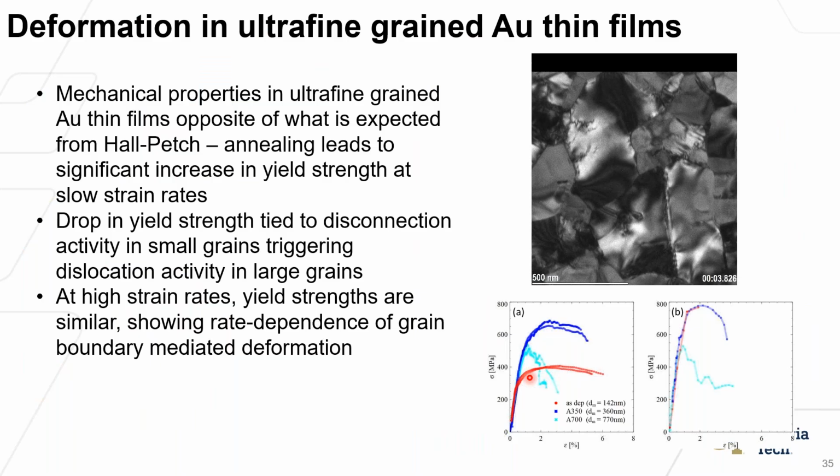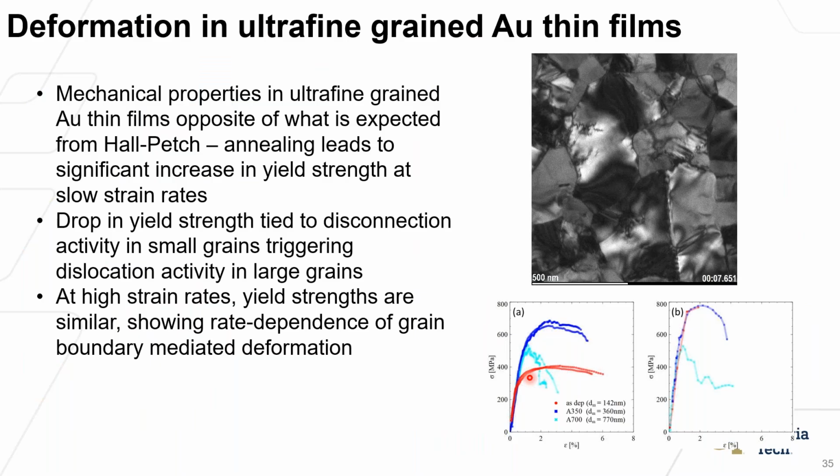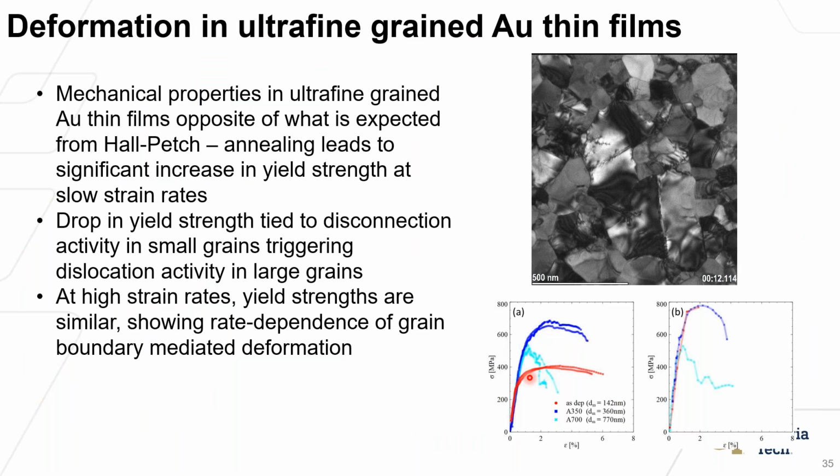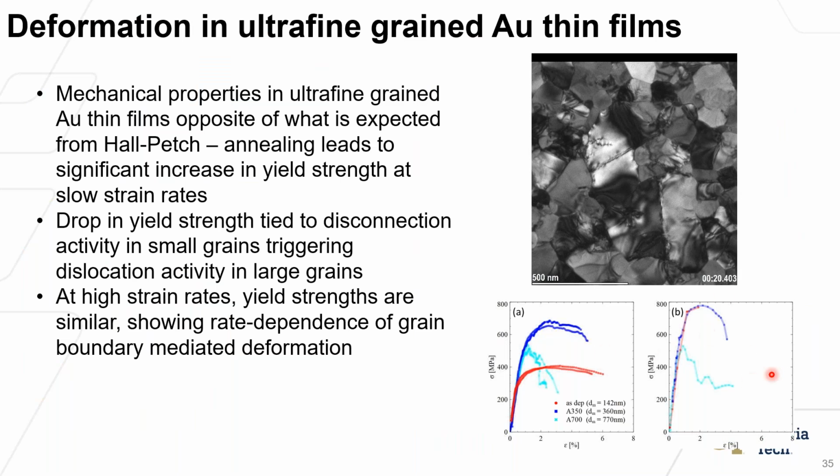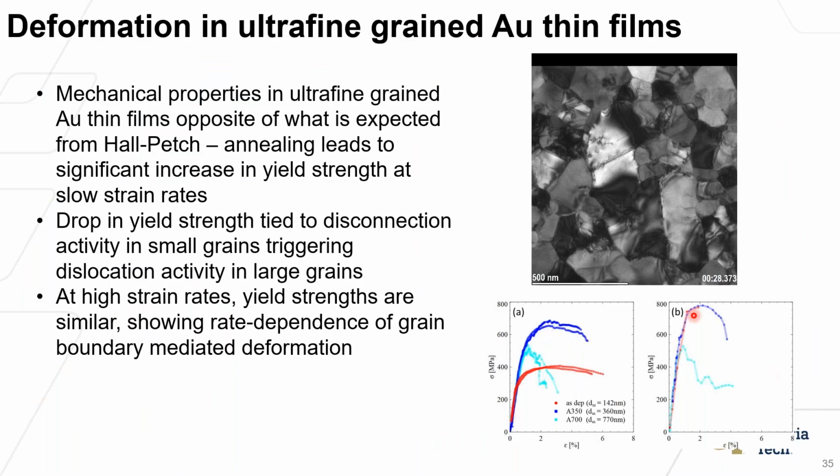Grain boundary migration, though, is really only active, or at least it's very prevalent only, at the slower strain rates. Once we get to the higher strain rates, we shut down this grain boundary migration, and we get very similar yield strengths for the two different materials.